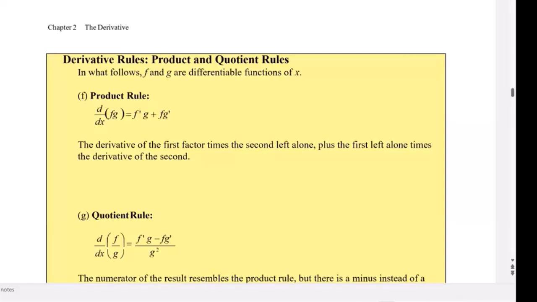Actually, your book gives it to you different. I'm going to give it to you this way first. So if I have the product of two functions, f of x times g of x, it's equal to, I always remember it as f prime g plus g prime f, but this is how they give it to you, which is exactly the same. They just change the f and g, so that f is always first. So basically, we take the derivative of the first times the second plus the derivative of the second times the first. We're going to do some examples.